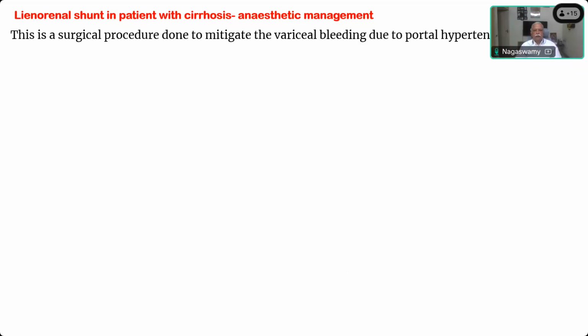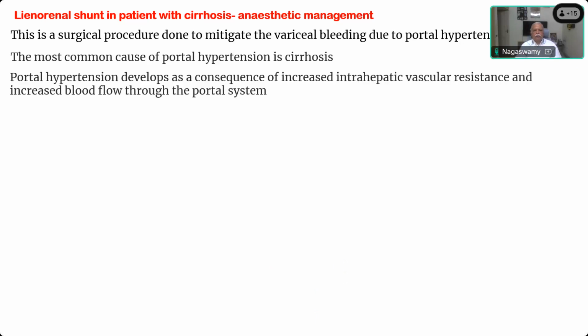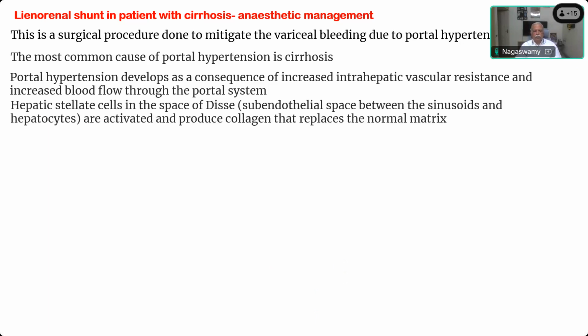It's a surgical procedure done to mitigate the variceal bleeding due to portal hypertension. Okay? The most common cause of portal hypertension is cirrhosis and develops as a consequence of increased intrahepatic vascular resistance, causing increased blood flow through the portal system.